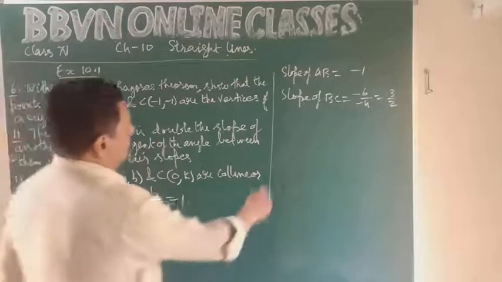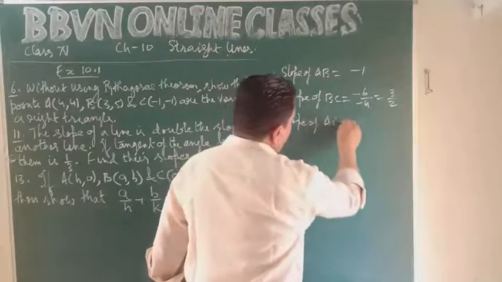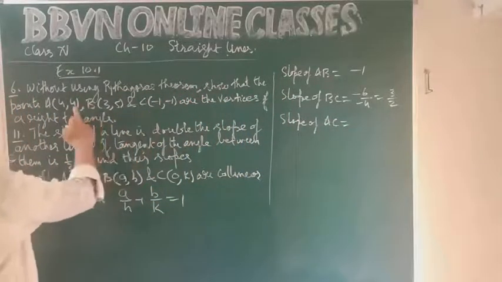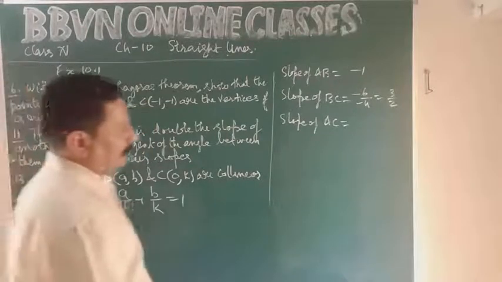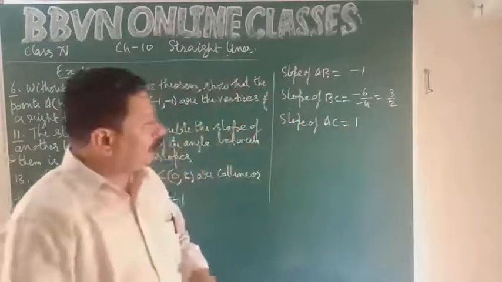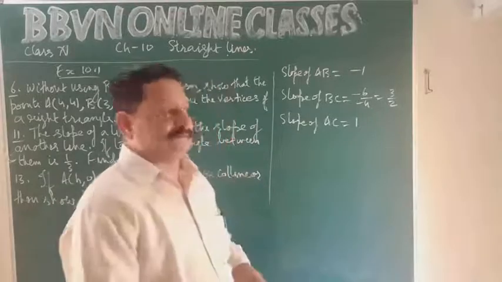Now slope of AC, let's see. Slope of AC, y2 minus y1, minus 5 upon x2 minus x1, minus 5. Minus 5 upon minus 5 is 1. अब वो दो स्लोप्स देखो जिनका प्रोडक्ट इक्वल टू माइनस 1 हो.